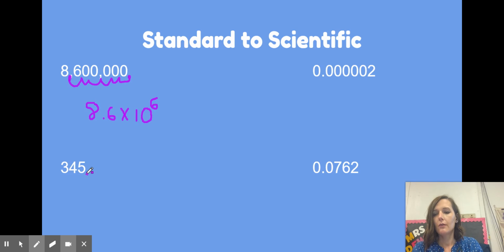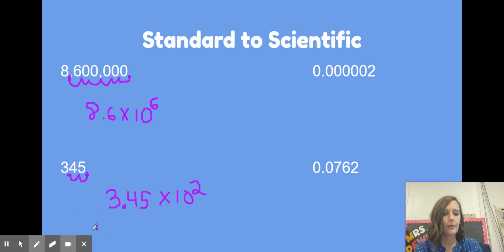So here, there's my decimal. There's where I want it. I want it after the 3. And I'm going to move over 1, 2 times. So my answer is going to be 3.45, and then I'm going to write times 10. And I moved it over 2 times. So that's my exponent. So it wasn't a crazy big number in a case like this, right?